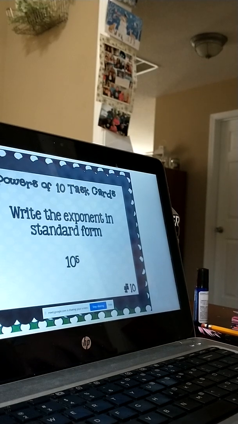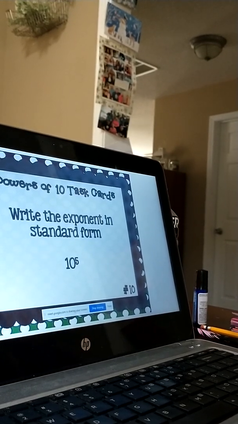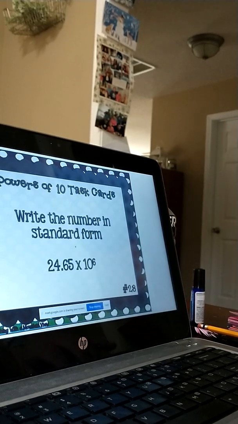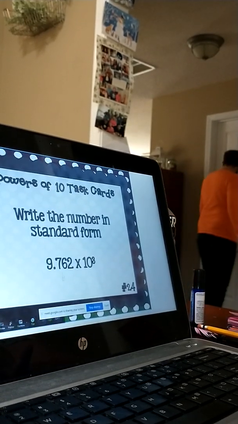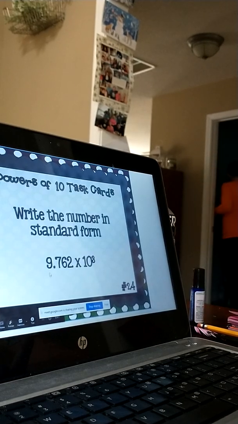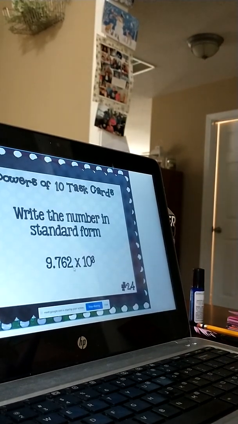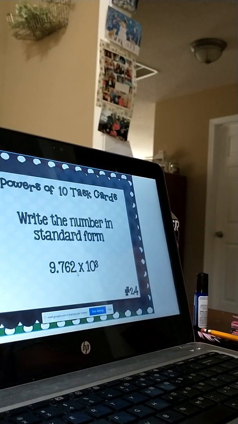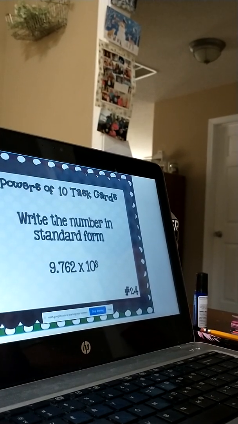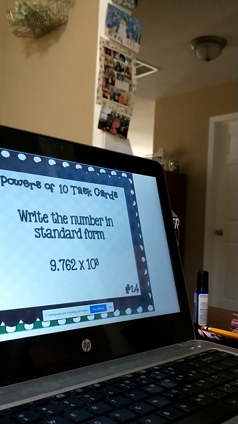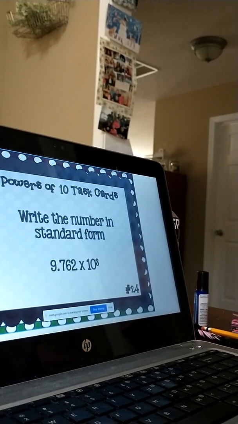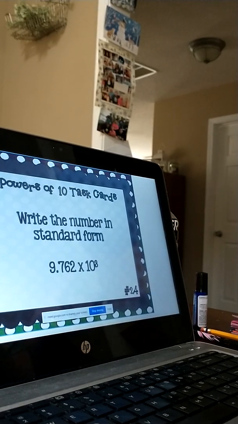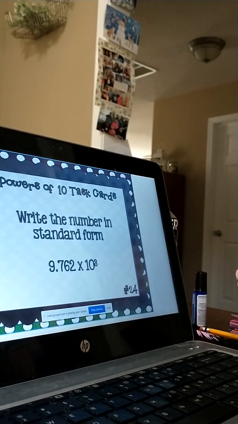So now we're going to apply these exponents to some multiplication. Let's actually skip to this one. This one is 9.762, or 9 and 762 thousandths, times 10 to the 3rd. One thing we need to remember is whenever you're multiplying and dividing by a power of 10, you're not needing to know any math facts. You just need to know where to move your decimal.